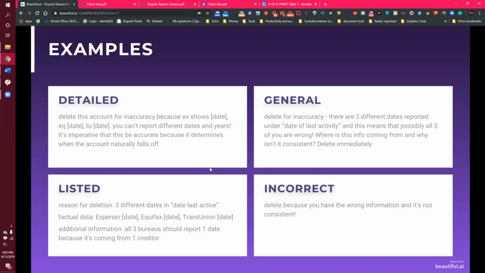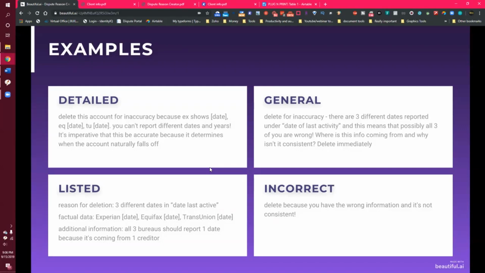There are three different dates reported under date last activity. This means that possibly all three of you are wrong. Where is this info coming from and why isn't it consistent? Delete immediately. Listed would be, and you do want to look at your screen for this, reason for deletion: three different dates under date last active. Factual data: Experian date, Equifax date, TransUnion date. Additional information: all three bureaus should report one date because it's coming from one creditor.